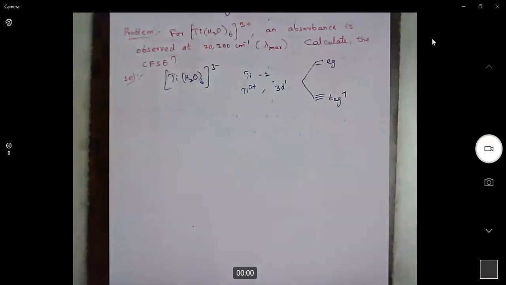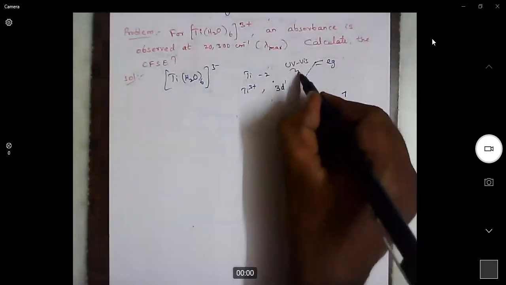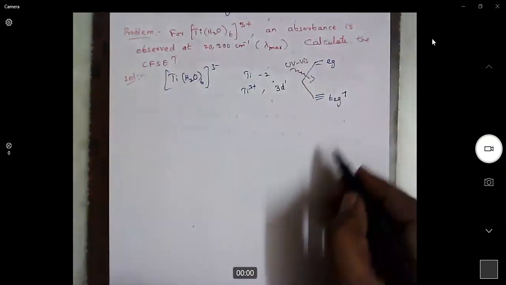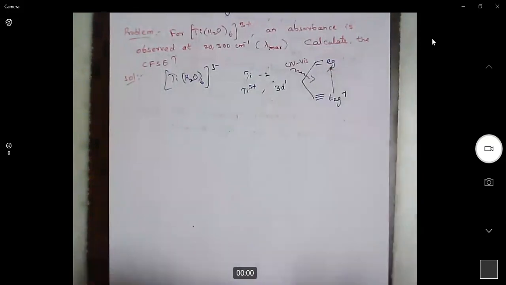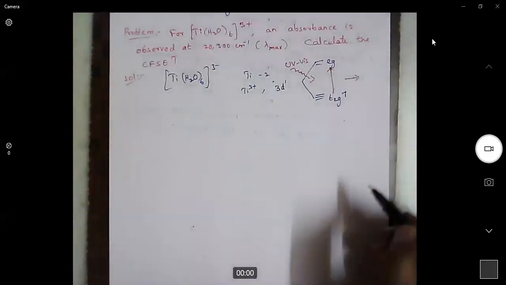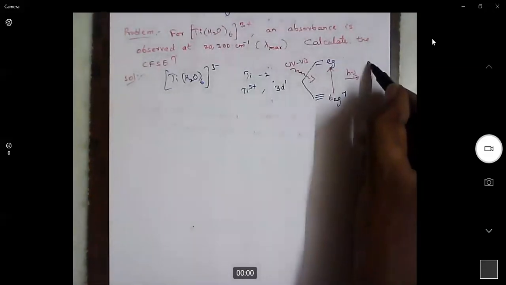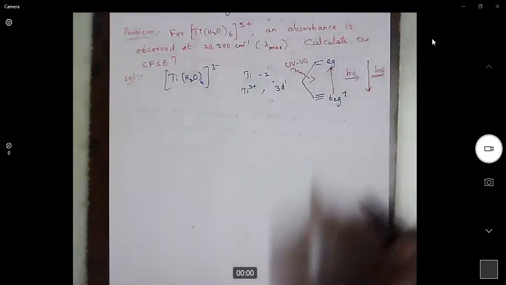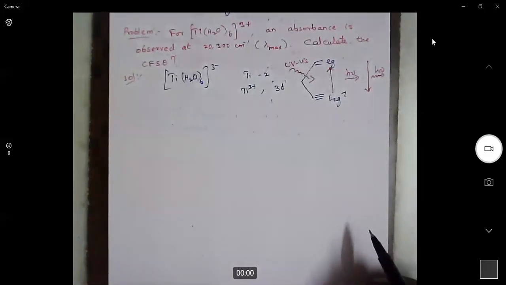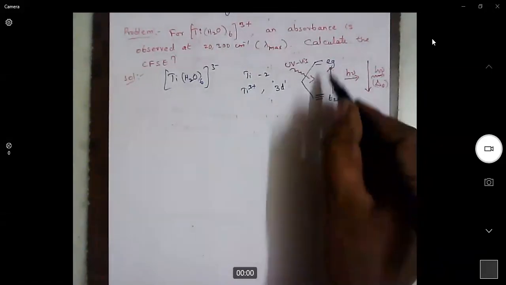Now, when we pass UV visible light onto this material, what happens? This electron absorbs that energy and it will be excited to the eg level. In the eg level, it is unstable. Immediately, it will come back to the t2g level with release of energy. How much energy will be released? The energy released is nothing but the energy difference between t2g and eg level.